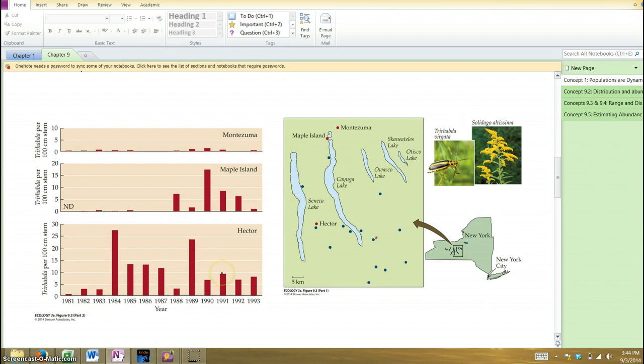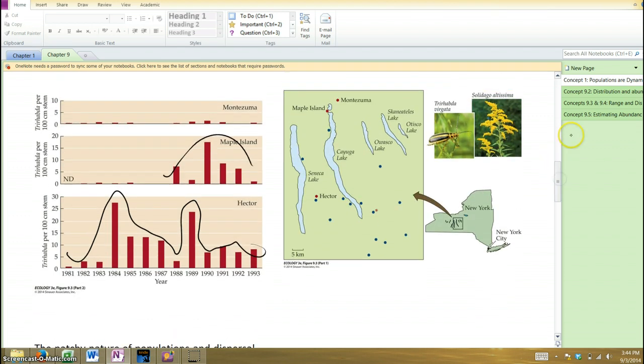But of course, we can see over time the size of the population varies a great deal as well. You can see Montezuma is never very large or densely populated in terms of this species. Maple Island has this growth here at the end. Hector, there's some all the time, but you can see it kind of goes up and down. And some years there's lots of them, and some years there's not very many. And you can imagine, come up with many hypotheses perhaps as to why there's variation between one year and the next.